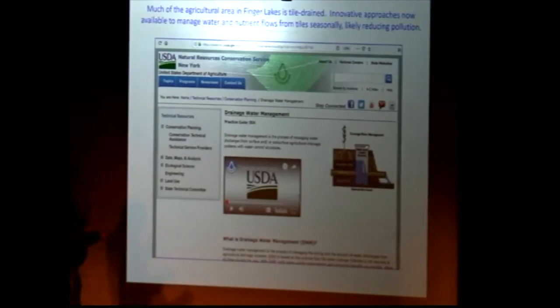It's possible to manage these drainage systems, manage the water flow in them, which also manages the nutrient flow. This is increasingly done in the Midwest and Illinois, not so much in New York, but the Department of Agriculture is promoting it now heavily in New York, and I really think we should be looking at it in the Finger Lakes. It's a great way to have less nitrogen and less soluble phosphorus leaving these fields.